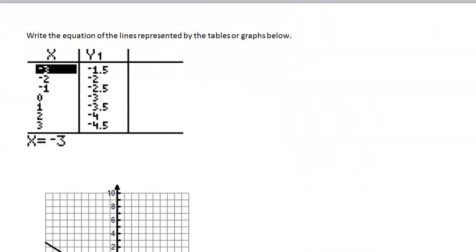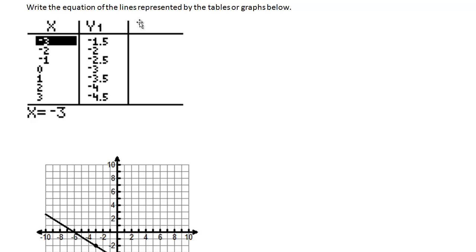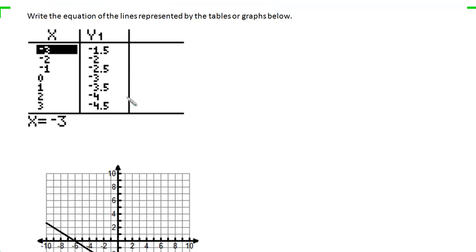And the next example here, write the equation of the line represented by the table or graph. So this is just a different way to give you the information. So I see that if I draw this, when I'm at 0 on x, I'm at negative 3 on y. So that's down here. So that tells me that's actually the intercept.